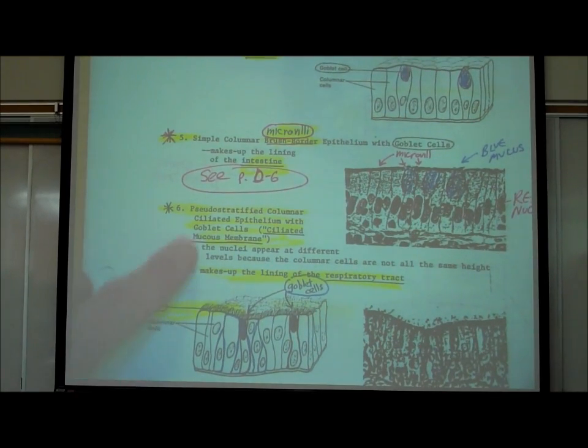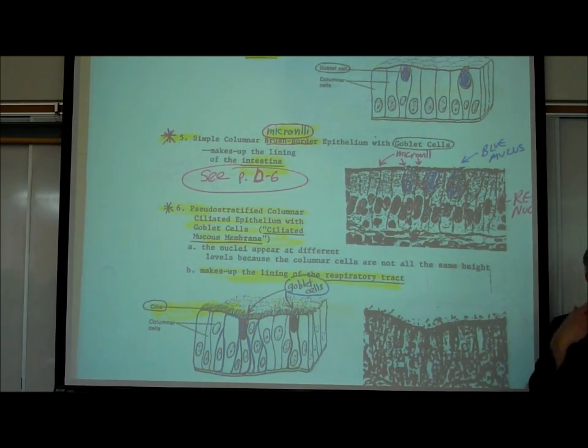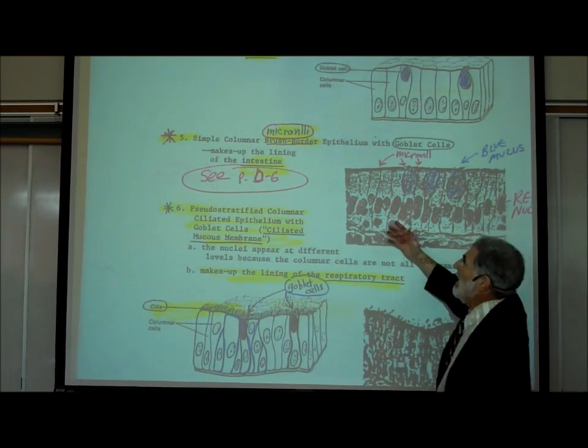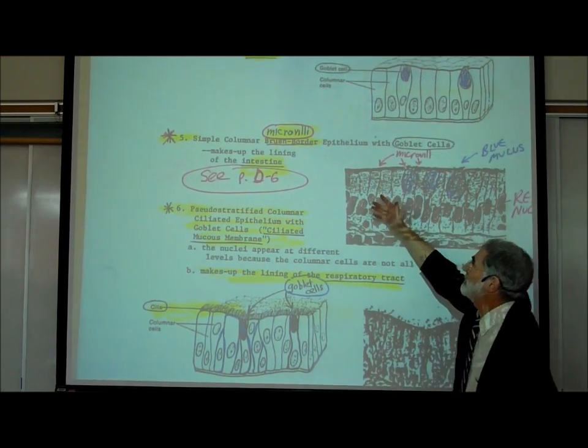Without that protective mucus covering, the hydrochloric acid and enzymes would just break down and kill all the cells. Another tissue, tissue number 5, which we covered last time as well, you do need to recognize under the microscope. We had it under the microscope last time. It's on the microscope again today. Simple columnar epithelium with microvilli and goblet cells.